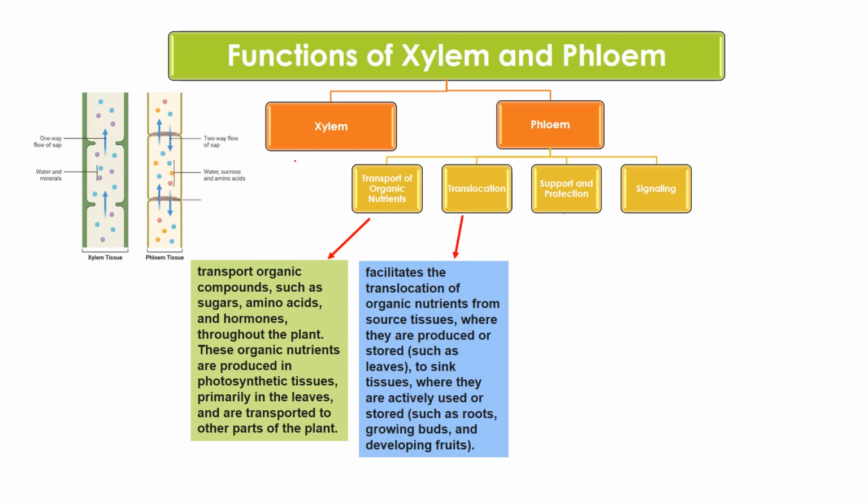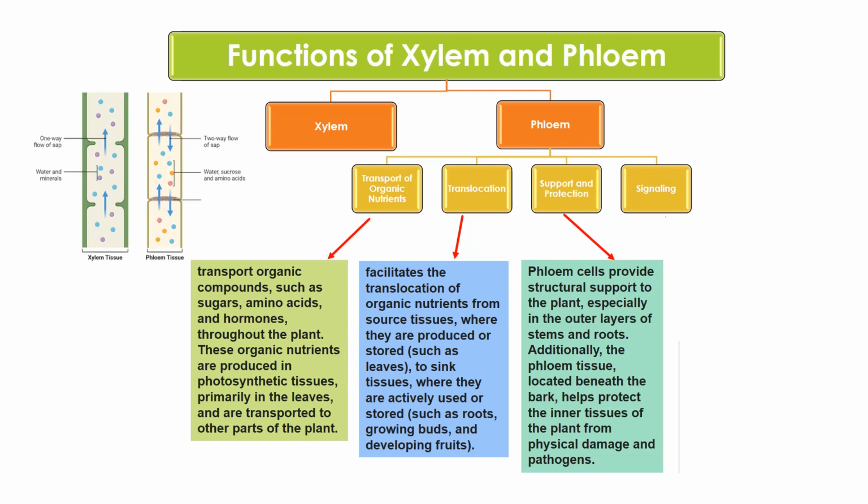The next function is translocation. It's going to facilitate the translocation of organic nutrients from the source. The source in this case are the leaves, which are producing sugars or synthesizing the sugar during the process of photosynthesis, and then they are going to take these nutrients from the source to the sink. The sinks are actually the tissues where they are going to be actively used, or they are going to be stored, for example, roots, growing buds, or the developing fruits.